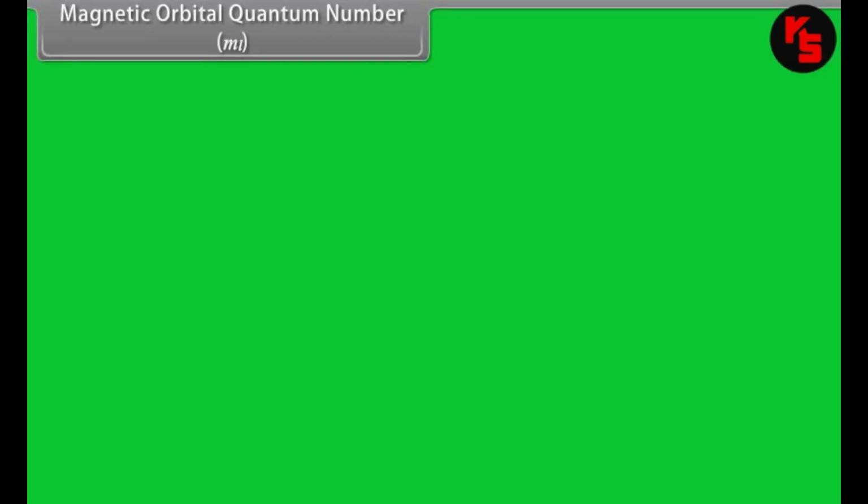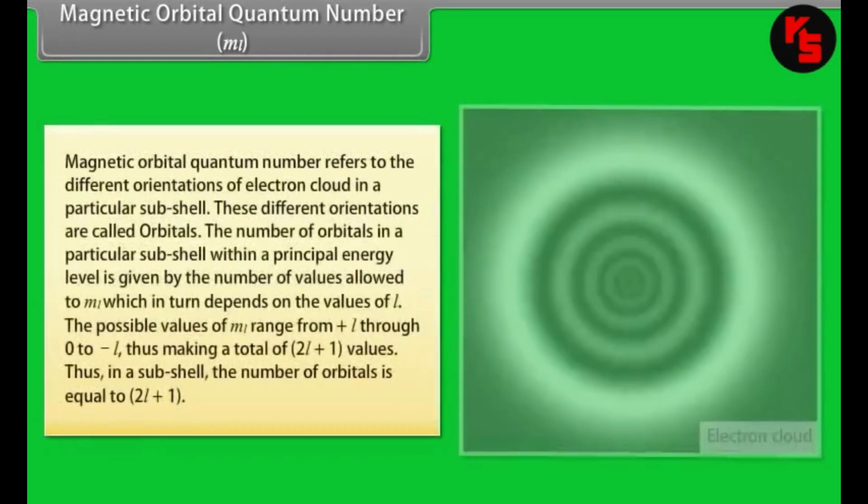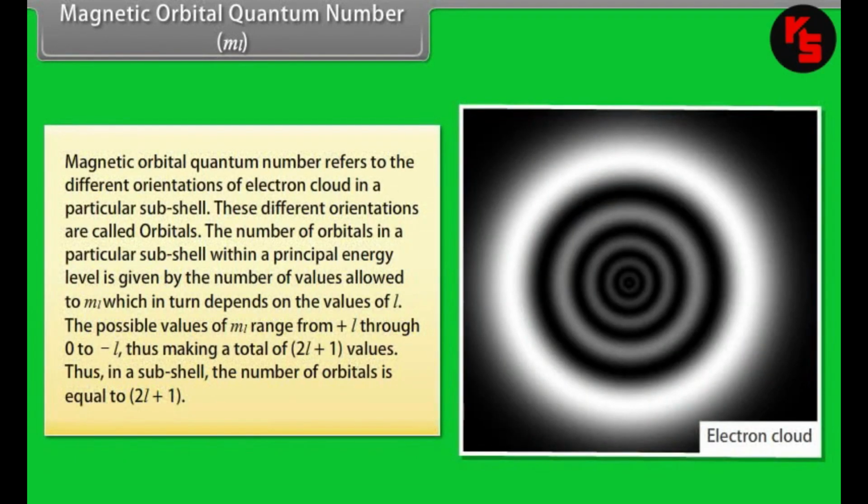Magnetic orbital quantum number, ML. The magnetic orbital quantum number refers to the different orientations of the electron cloud in a particular subshell. These different orientations are called orbitals. The number of orbitals in a particular subshell within a principal energy level is given by the number of values allowed to ML, which in turn depends on the values of l. The possible values of ML range from plus l through 0 to minus l, thus making a total of 2l plus 1 values. Thus, in a subshell, the number of orbitals is equal to 2l plus 1.